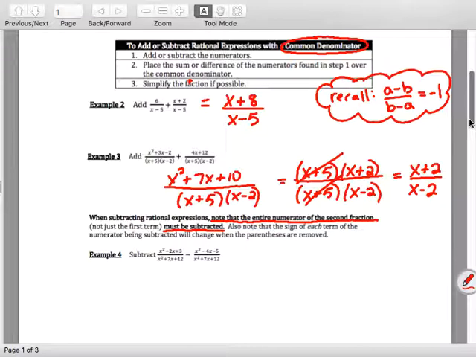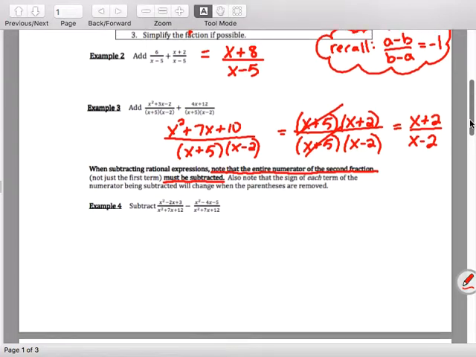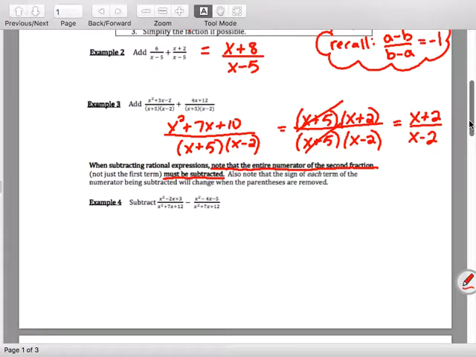Also, note that the sign of each term of the numerator being subtracted will change when the parentheses are removed. So here's what I mean. I have a common denominator, and so watch what's going to happen. I'm going to subtract, and I'm going to put an extra step this time, and then we'll see if we can't skip it in the future. So go ahead and write this down in your notes.